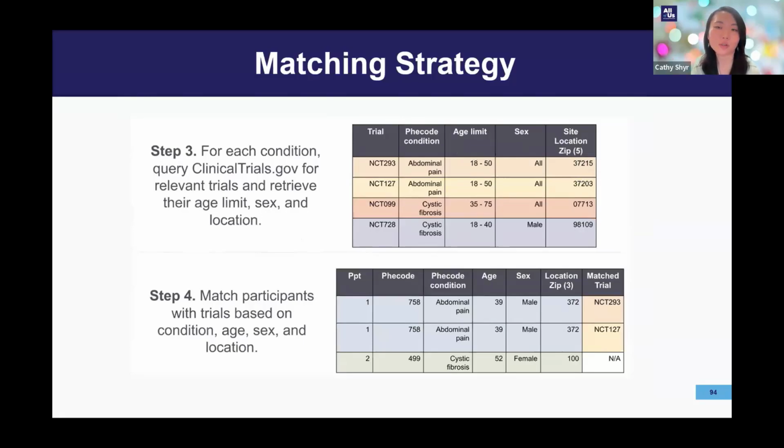So once we have these 2 data sets, we can then combine them and merge them to match participants with trials based on very high level eligibility criteria. That's the condition, age, sex, and location. So again, in this toy example, we can see that participant 1, who has abdominal pain in their electronic health records, was matched with 2 unique clinical trials, whereas participant 2, who has cystic fibrosis in her electronic health records, was not matched with any recruiting trials at that time.